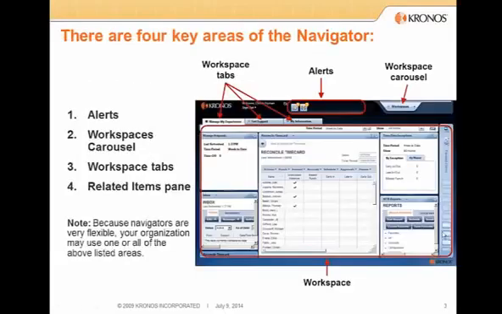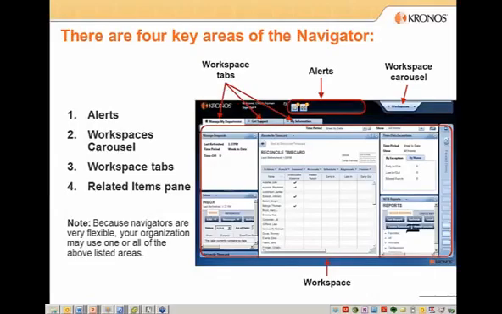So key areas of the Navigator. Like I said, everybody who uses the Navigator view of Workforce Timekeeper is assigned a particular navigator. Inside those navigators are some key things. There's alerts, there's a workspace carousel, there is the actual workspace tab, which is the workspace itself, and the related items pane. So we're going to take a tour around this screenshot. I'm going to explain these to you in some depth.